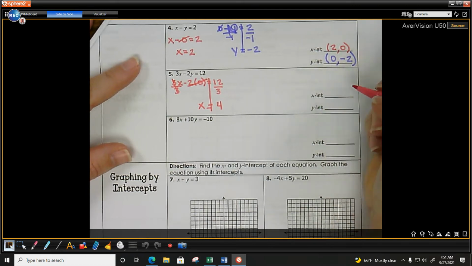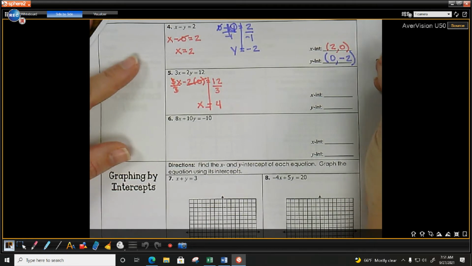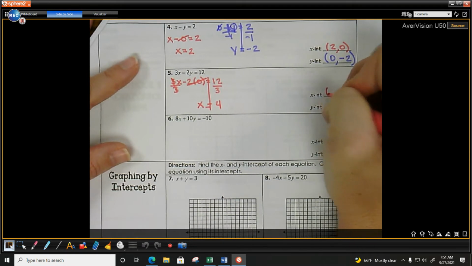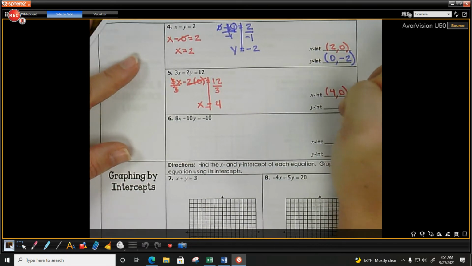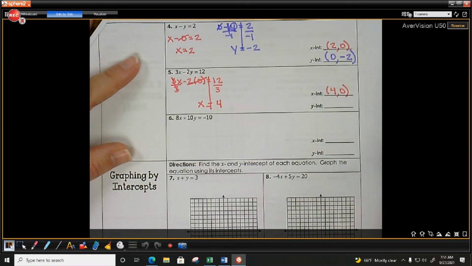So what's my x-intercept then, Alex? Hold on, my x-intercept. We just found x to be 4. So what's my x-intercept? 4 what? We write them as ordered pairs. Very good. Thank you. Dominic, what are we going to do to find our y-intercept?